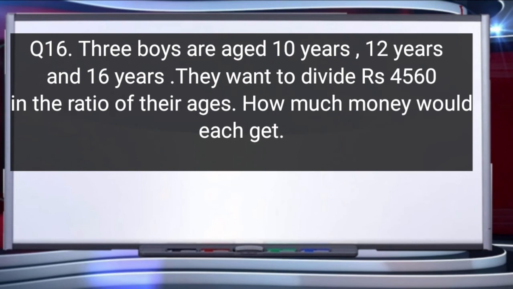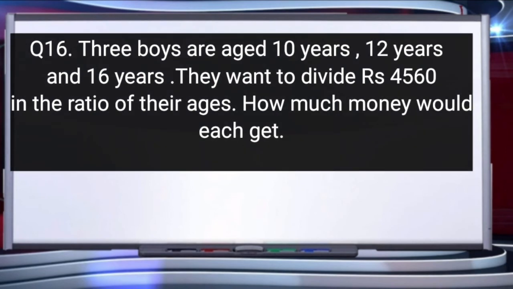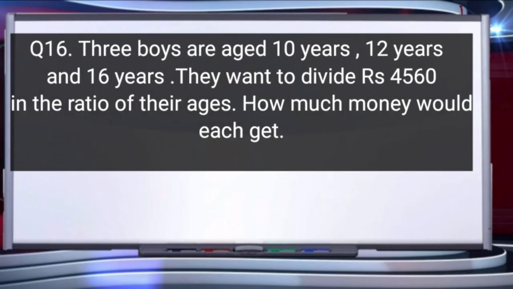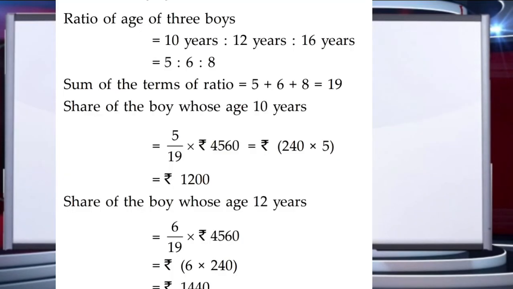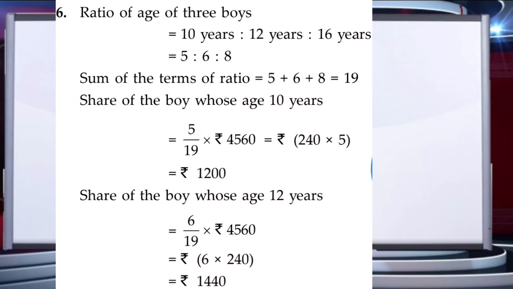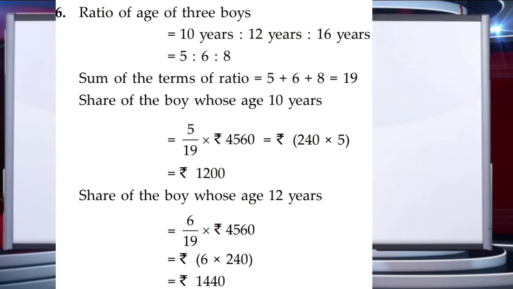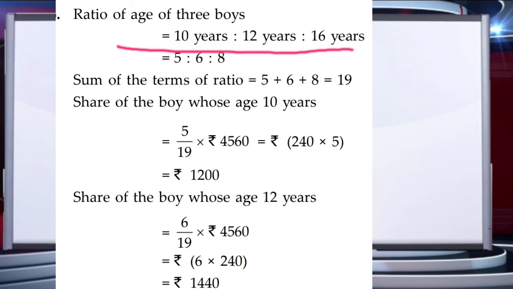Question number 16. 3 boys are aged 10 years, 12 years and 16 years. They want to divide rupees 4560 in the ratio of their ages. How much money would each get? See students, here the ratio of the ages of the 3 boys is given: 10, 12 and 16. That is 10 is to 12 is to 16.